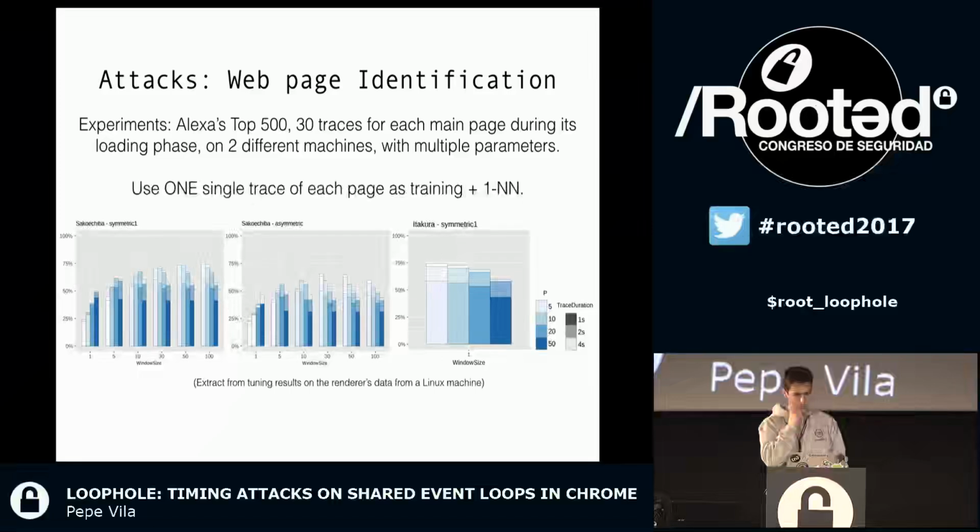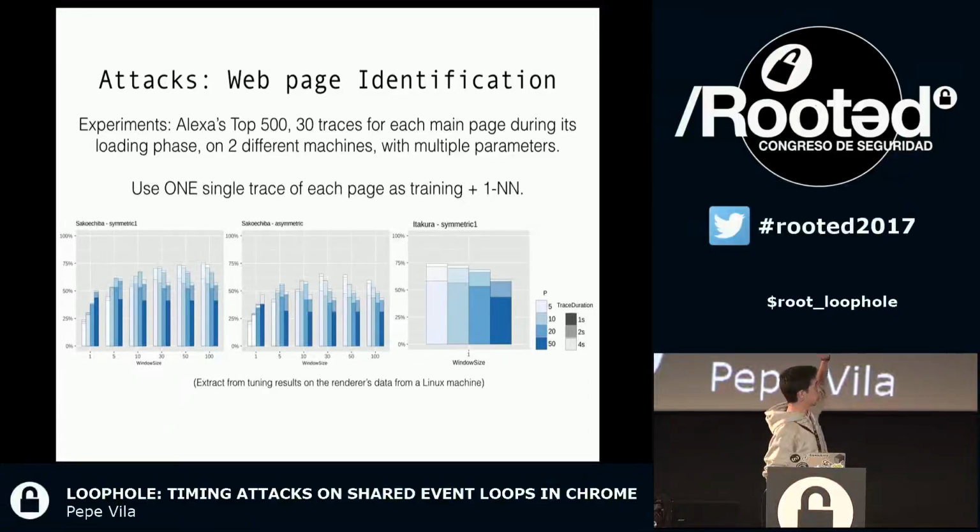So in the end, I ran a number of experiments to see whether this worked or not. I took 500 sites and extracted several traces. I used a couple of different machines with different OSs. And what I did was the following. I used one single trace of each page as a reference. This is machine learning with a single sample. If you give me traces that I've never seen before, I compute the dynamic time warping distance to each of the points, and I just take the nearest point.